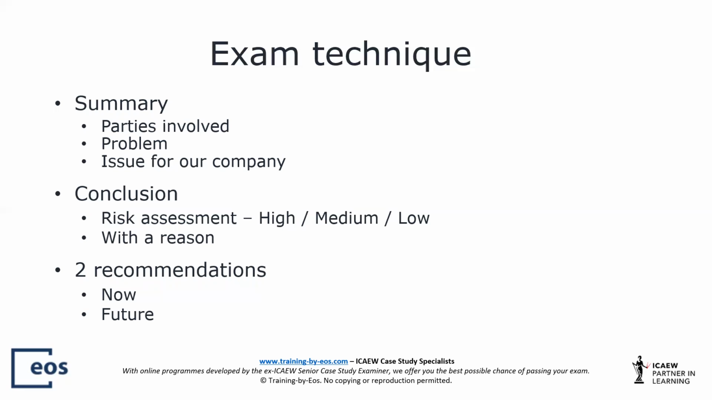Finally, you're going to write two recommendations. The first is what you're going to do immediately to stop the problem escalating. If it's a low risk issue that doesn't affect us, then no immediate action required is a perfectly good conclusion. The second recommendation is what you are going to do in the long term to stop the problem reoccurring.